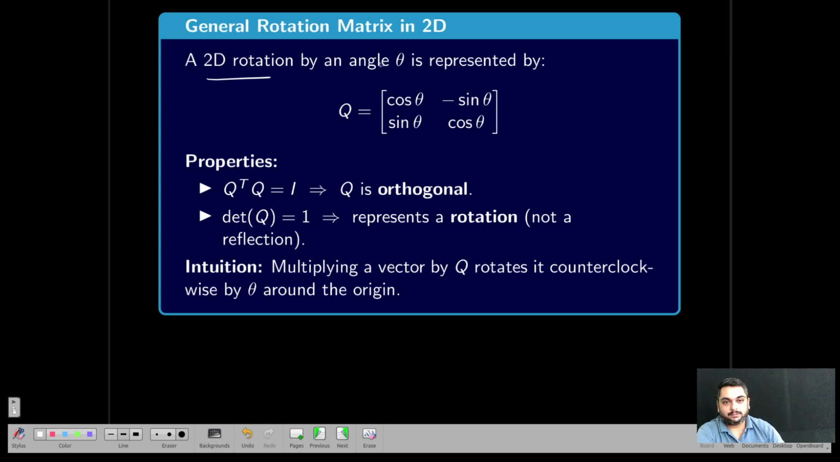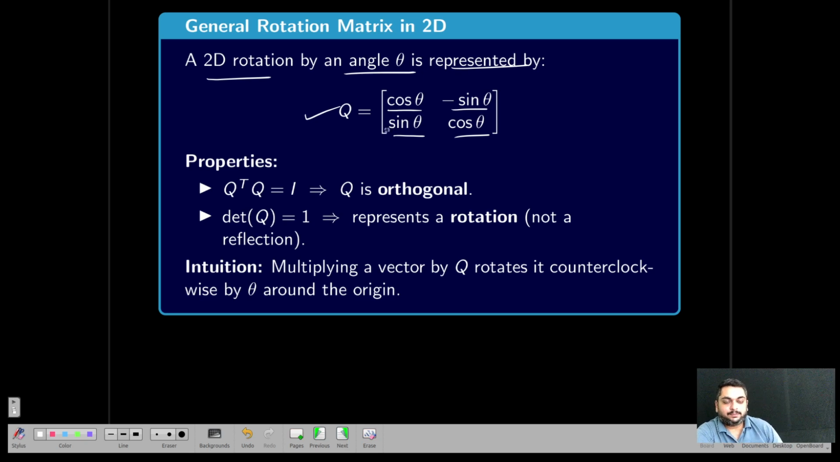A 2D rotation by an angle theta is represented by this orthogonal matrix: cos theta, minus sin theta, sin theta, cos theta. Now if you check, this is an orthogonal matrix. Okay. Because their dot product is 0. That is, cos theta into minus sin theta is minus sin cos theta, plus sin cos theta, equal to 0.